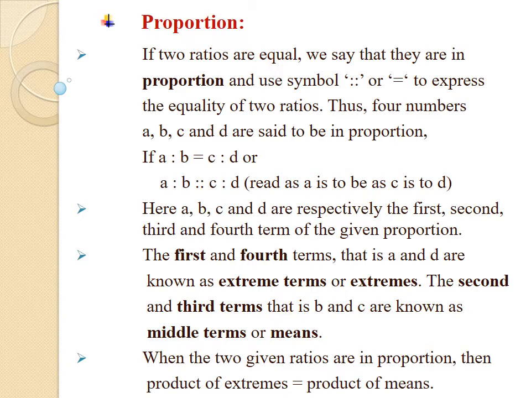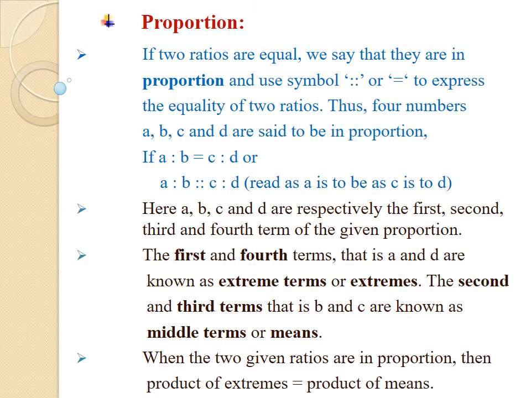Proportion. If two ratios are equal, we say that they are in proportion and use the given symbols to express the equality of two ratios. Thus, four numbers A, B, C and D are said to be in proportion if A is to B equals C is to D, or if A is to B as C is to D.